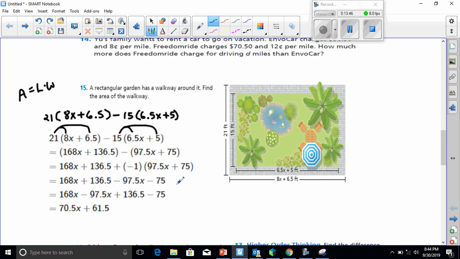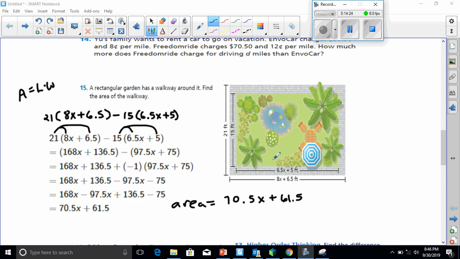And so our walkway says, let's see, that's the difference. Yeah, our walkway is, this is going to be the area. The area equals 70.5x plus 61.5. All right.